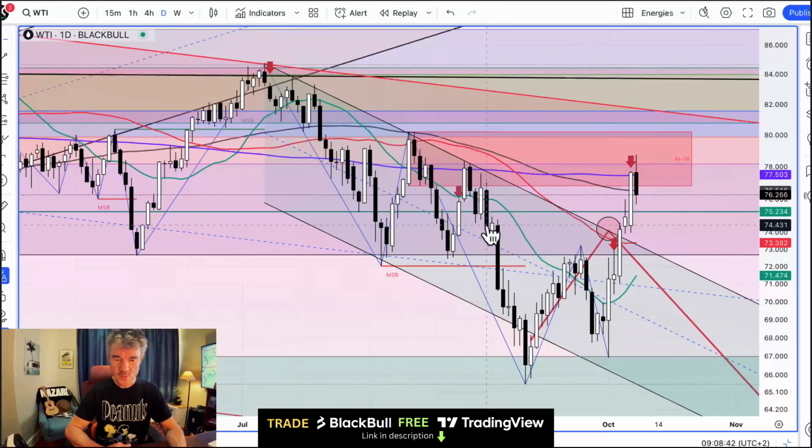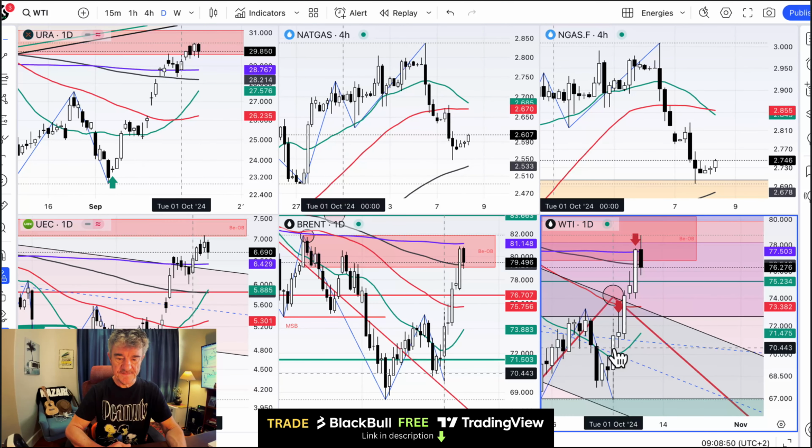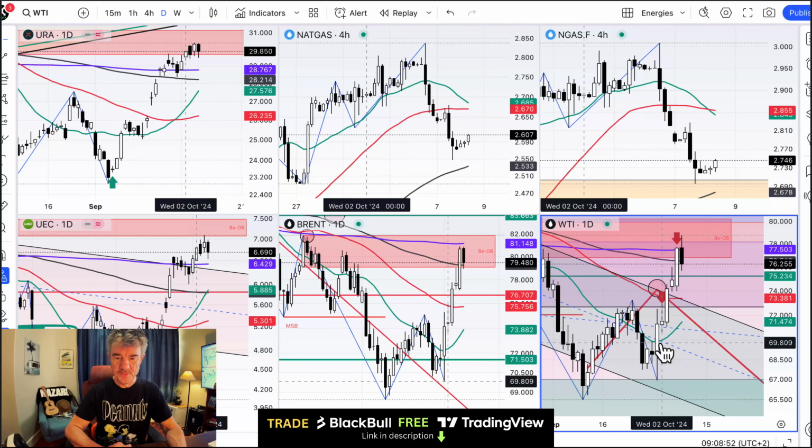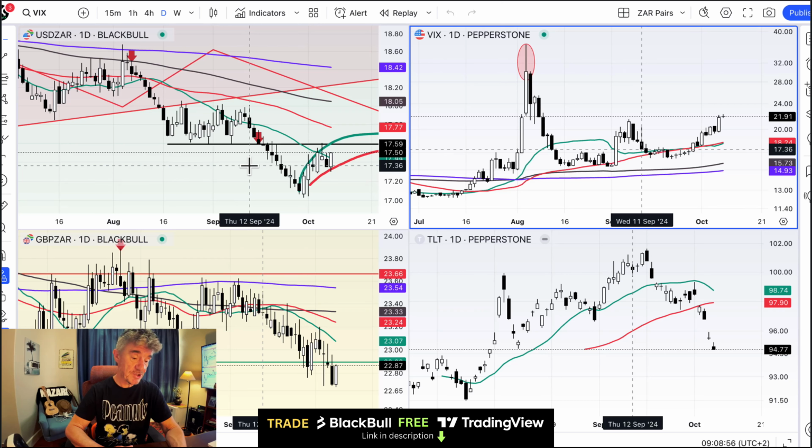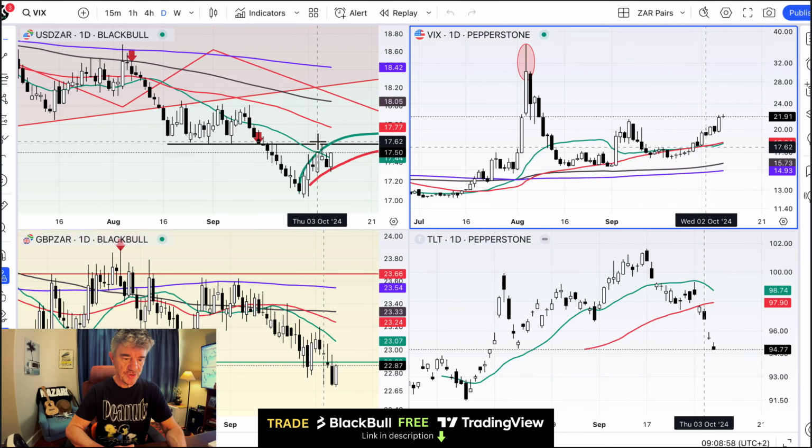And of course, with all the war going on in Ukraine and in Israel, Lebanon, Gaza, Syria, you name it, it's putting pressure on the price of oil. But I still think we're in a downtrend. Right, going across to this chart, we're short on the US dollar ZAR, looking to resell.